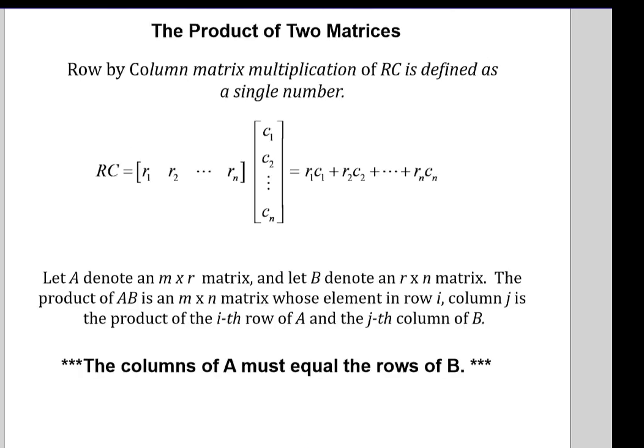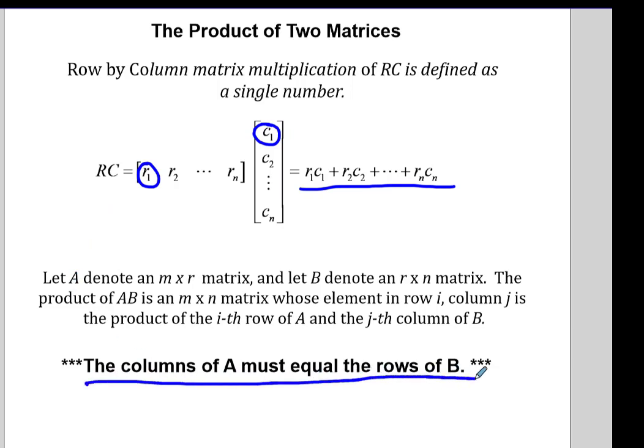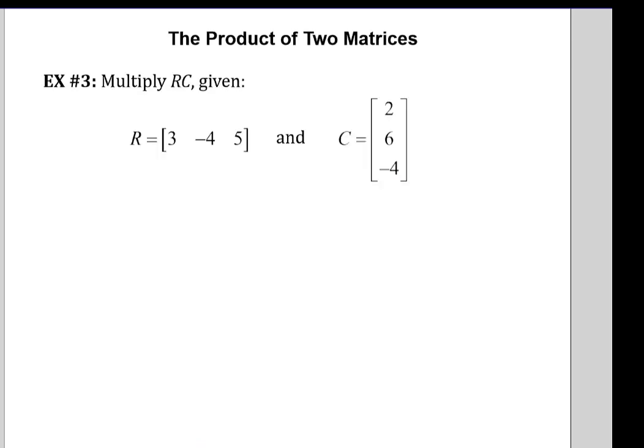Next, let's look at multiplying two matrices. And I believe on your notes, you've got to fill this in. So when we have a row by a column matrix multiplication, it's defined as a single number. So I've got one row and one column. I'm going to multiply the element in row 1 by the element in column 1. And then we're going to add them up to get that new element. So remember, the columns of A have to be equal to the rows of B. Otherwise, you cannot multiply two matrices together unless they have that property.